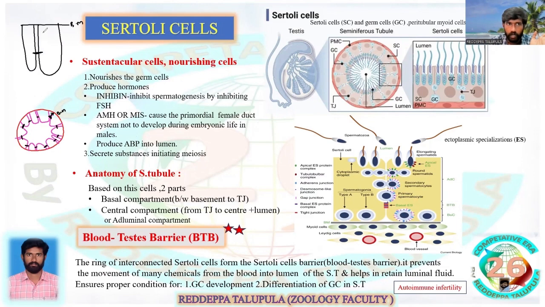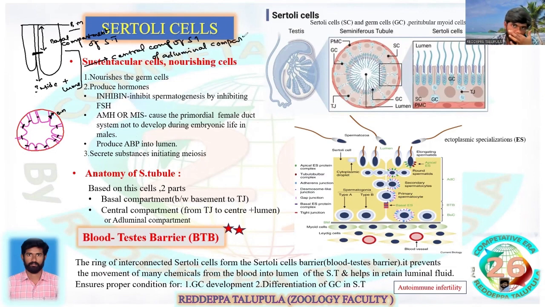Here is the tight junction, and the area between the basement membrane and the tight junction is the basal compartment of the seminiferous tubule. And from the tight junction inward, along with the lumen, is totally called the central compartment of the seminiferous tubules. In some books, they refer to it as the adluminal compartment. See, those two are mentioned. I will show you clearly.